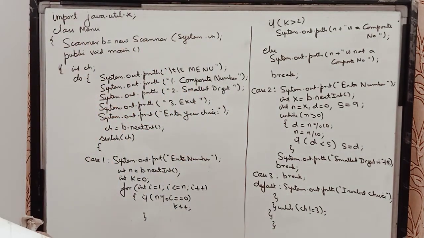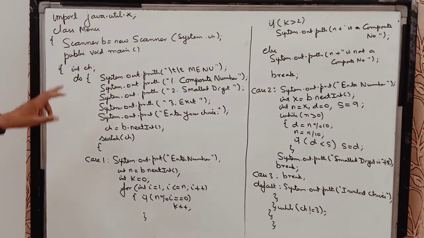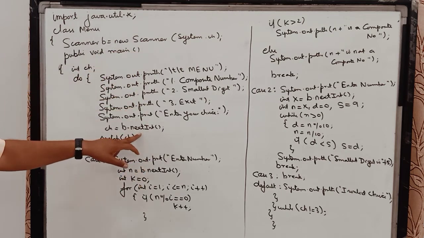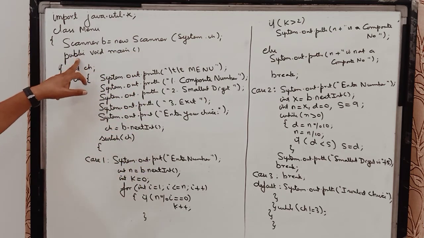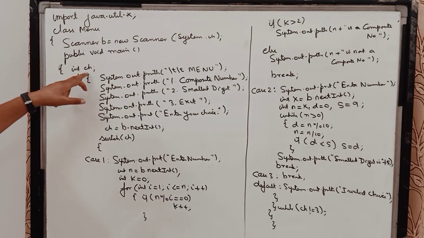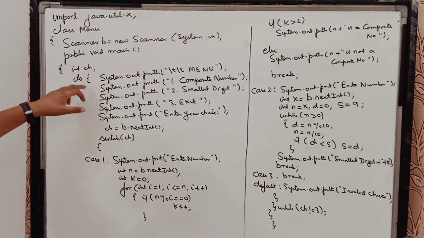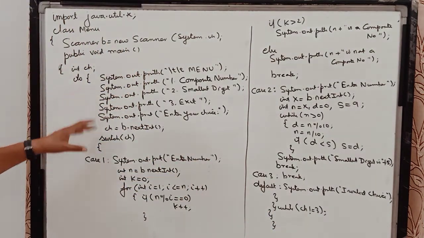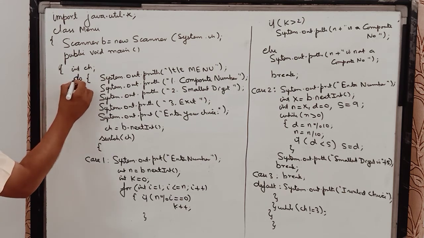So children, I hope this program is clear to you all. Please go through this program. Here I have used import java.util because I am using the scanner class. I am using next int. Then I have created public void main, a main method. Then I have taken this ch and I have declared it outside because I am using it outside the switch case block. So that is why I have declared it. And this is the beginning of the do while loop.